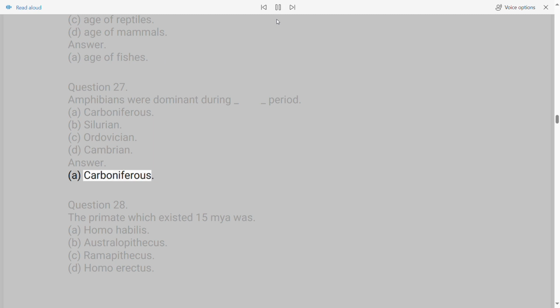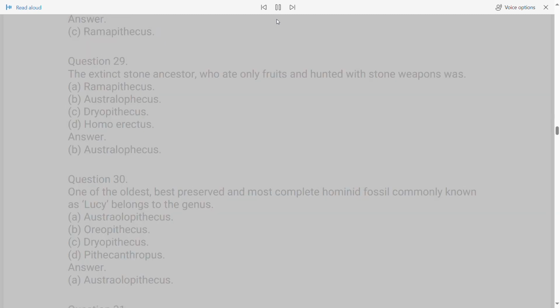Question 28. The primate which existed 15 Mya was A. Homo habilis. B. Australopithecus. C. Ramapithecus. D. Homo erectus. Answer. C. Ramapithecus. Question 29. The extinct stone age ancestor who ate only fruits and hunted with stone weapons was A. Ramapithecus. B. Australopithecus. C. Dryopithecus. D. Homo erectus. Answer. B.